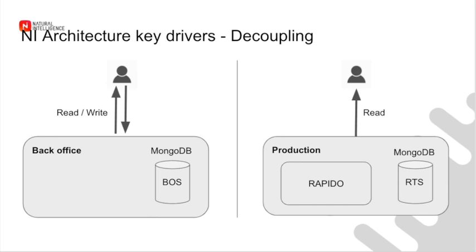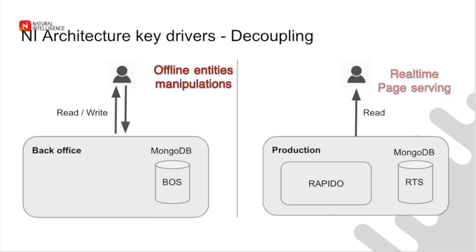If we look at the back office and our serving platform, we can spot several similarities and several differences. The back office is used for offline manipulations, while the serving platform is used for real-time page serving in production.